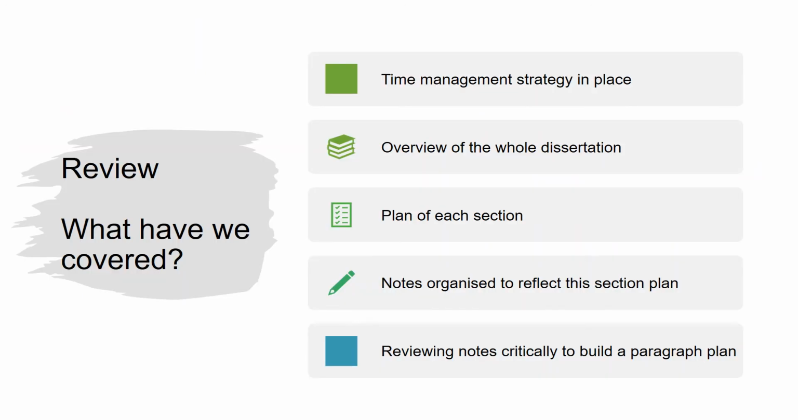So, where are we up to? What have we covered? Well, at this point, we've got a time management strategy in place with some ideas about how that can be organised. We've reviewed the purpose of the whole dissertation. We've also thought about what might go in each section. And we've used that section plan to help us start organising our notes. And then we've begun to move through our notes and reviewing them critically to build reading and writing grids, which are going to help us build and write our paragraphs.